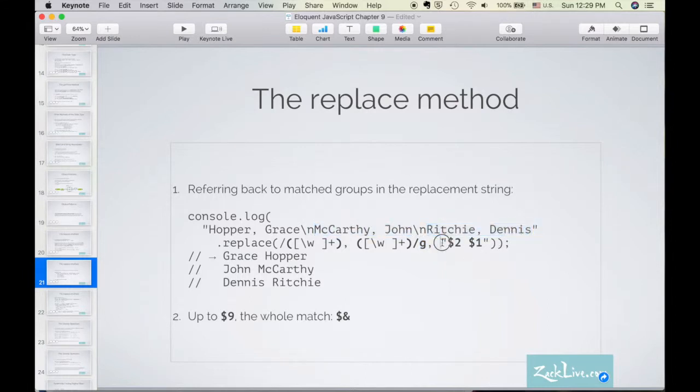For the second argument, you can see we have $1 and $2 here. They mean the first matching group and the second matching group. So we put the second matching group at the first place and the first matching group at the second place. Therefore, we get this as the result.